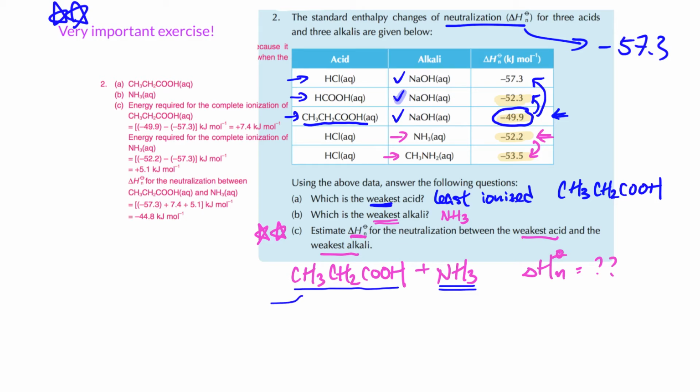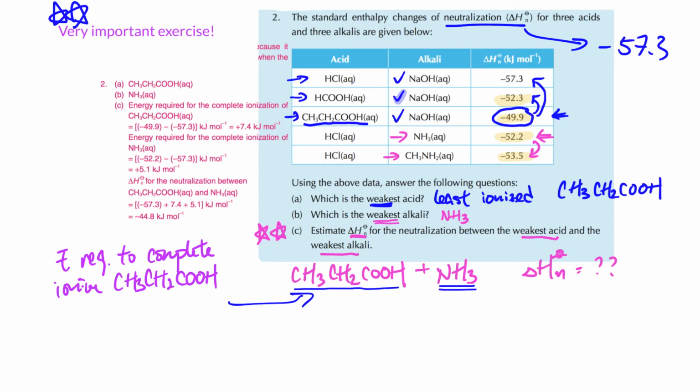So first part, it will be this one. How much do we have to ionize the acid? We are going to compare these two values because this one is a standard enthalpy change of neutralization, and then we will know that some energy has been used to ionize the acid. So we're going to find this out. It should be a positive value. So energy required to completely ionize the CH3CH2COOH. Oh, this one is propanoic acid. Sorry, I made a mistake. Propanoic acid. So this one will be 49.9.